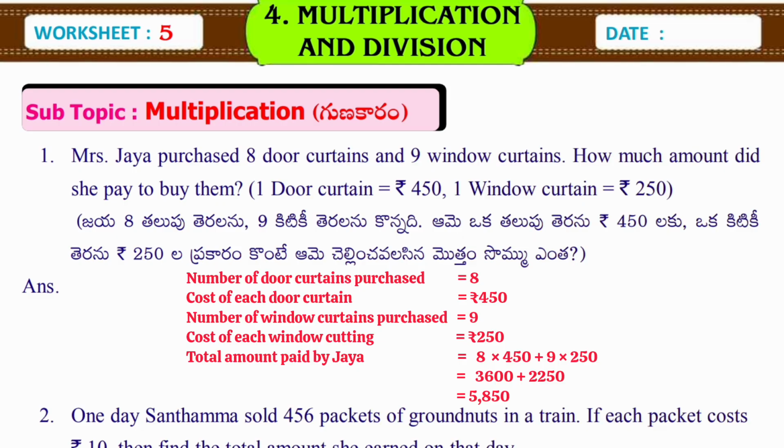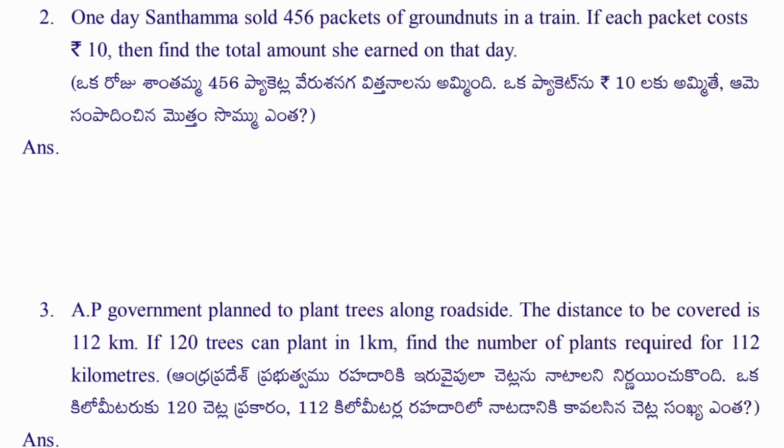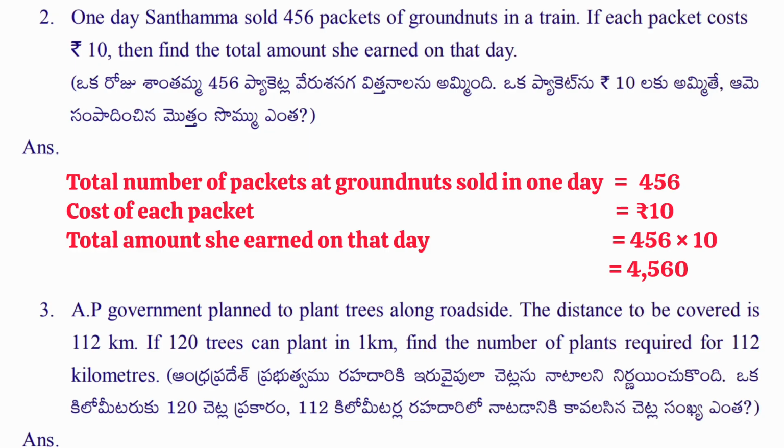Okay, let's move on to the second question, which is: one day Santhamma sold 456 packets of groundnuts in a train. If each packet costs rupees 10, then find the total amount she earned on that day. Okay, let's see the answer. Total number of packets of groundnuts sold in one day is 456. Cost of each packet is rupees 10. So the total amount she earned on that day is equal to 456 multiplied by 10.